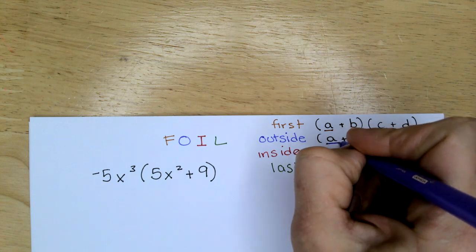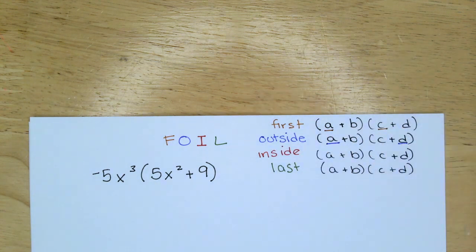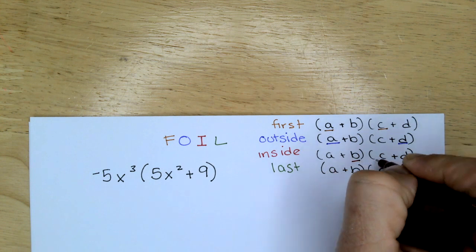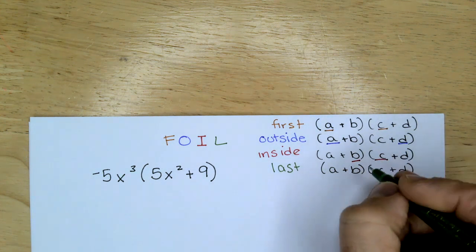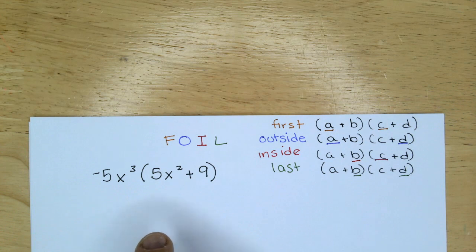Outside means the ones that are outside, the outermost of the four parentheses terms. Inside would be the innermost of the four parentheses terms. And then last would be in the pair, the two last of the two pairs. Good. It's just a name for distributing.